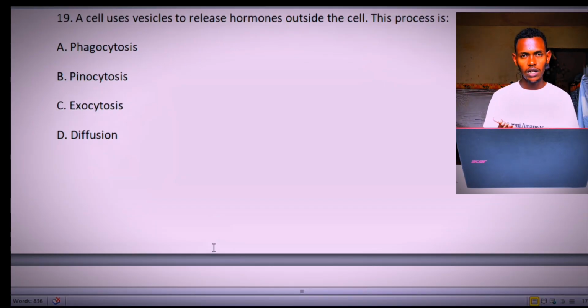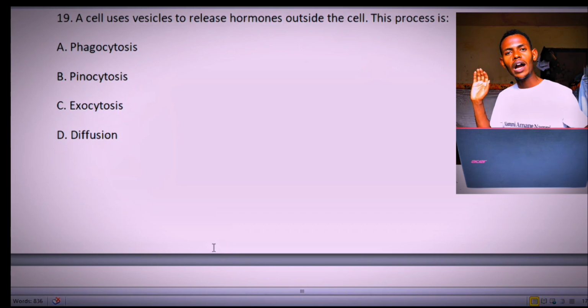So what is the answer? The answer is C. That is exocytosis, using the vessels to release the hormone outside.